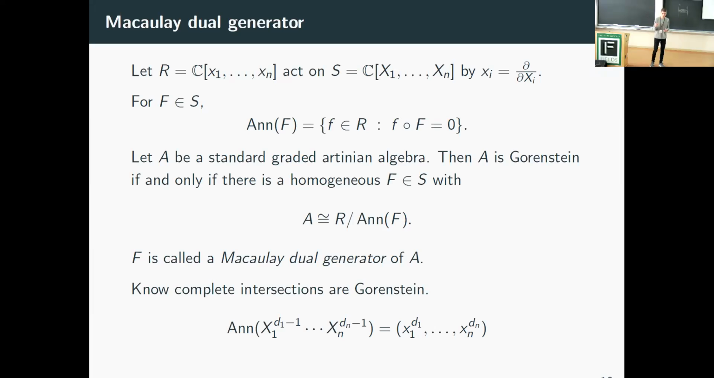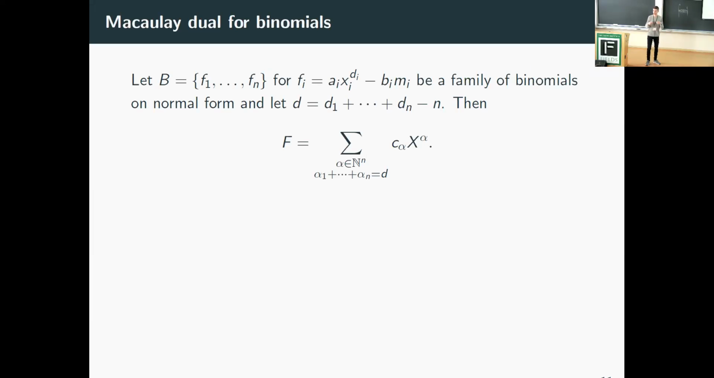I am not really aware of any other families of polynomials where I can actually get this Macaulay dual generator that explicitly. But we give a sort of explicit version of it for the whole class of binomials on normal form. But we'll see if you agree that this being called explicit is enough when you see it. So how do we find this? We know that we have some f that we want to find, and this f has some coefficients that we need to determine.